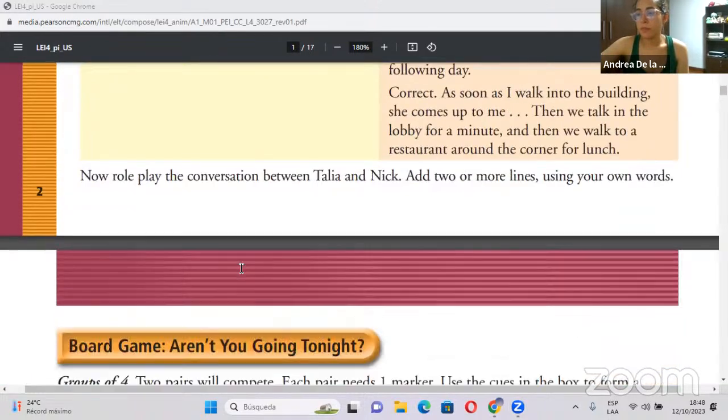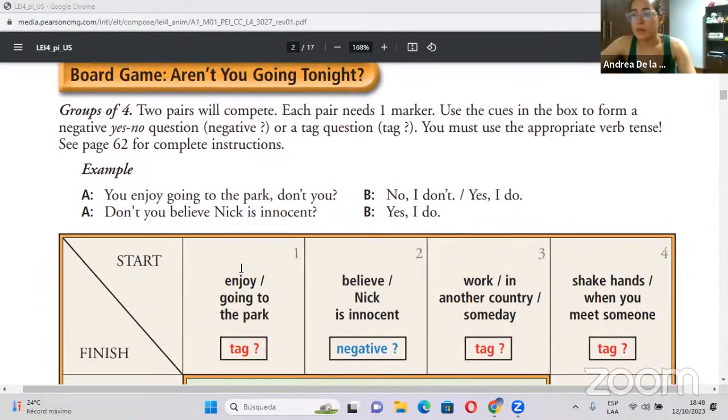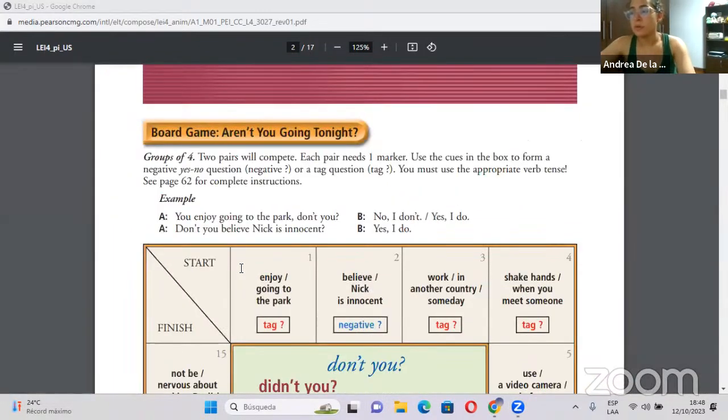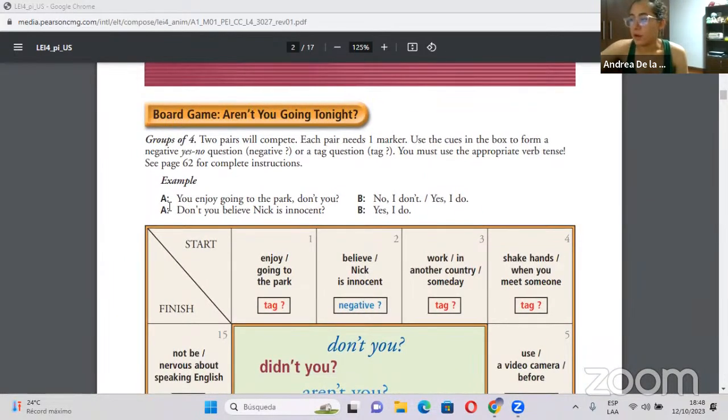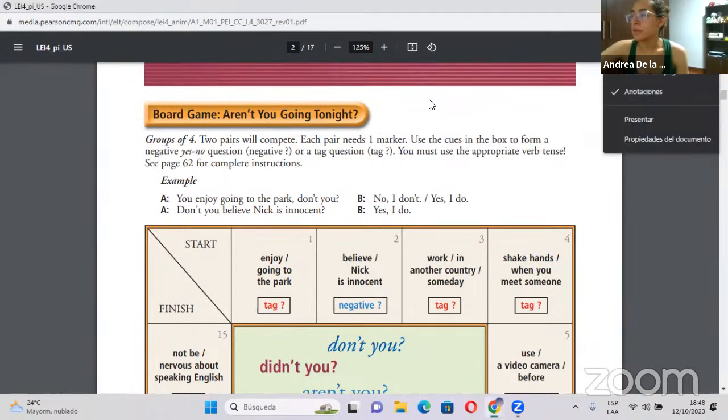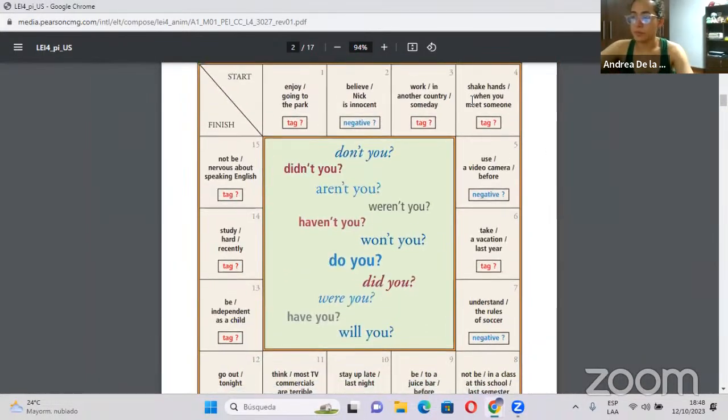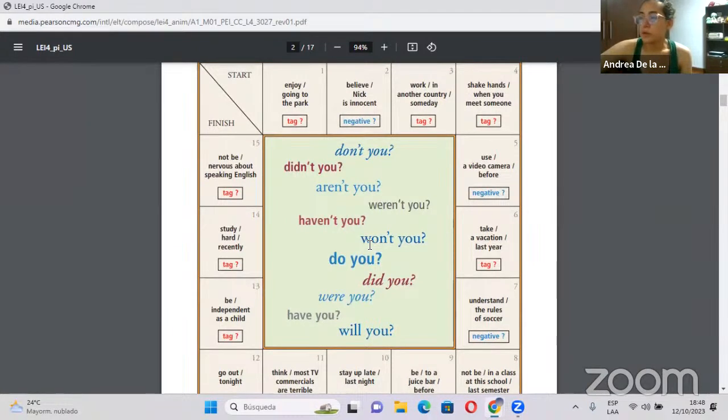All right. So what we're going to do is play this game. I think it's for pairs. We're going to be forming negative yes/no questions or tag questions. Let's see how much you remember of tag questions. And I'm going to answer the questions. So you can use whatever verb you want. We have just a few options here, but you don't have to use those options.